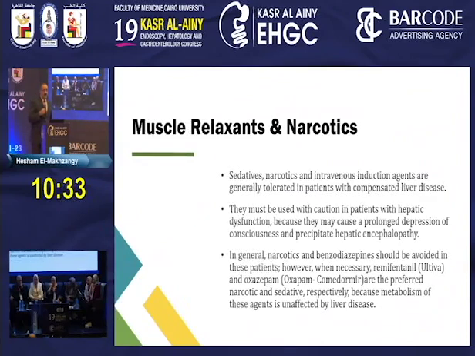Now, as a general rule, sedatives and narcotics and the IV induction agents are generally tolerated in patients with compensated cirrhosis. But we must be very careful when we give them to a patient with liver dysfunction because they may cause precipitation of hepatic encephalopathy and prolonged depression of the conscious level, and the patients would take much longer waking up after the surgery.